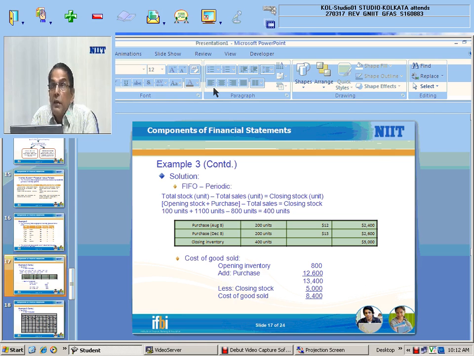That is under the periodic inventory system. That is how the calculation will be made. Is that clear to all of you? Any doubts you can raise it now before I move to the perpetual inventory system.